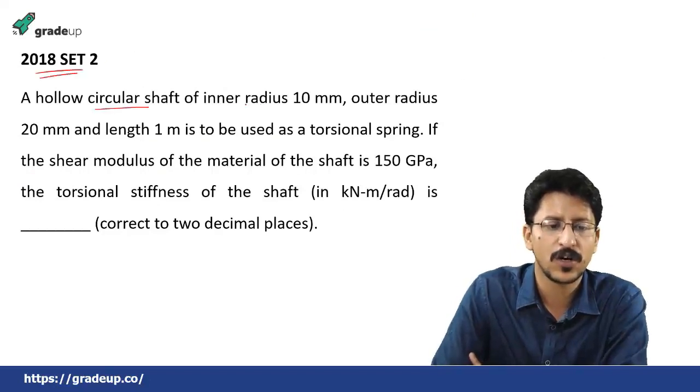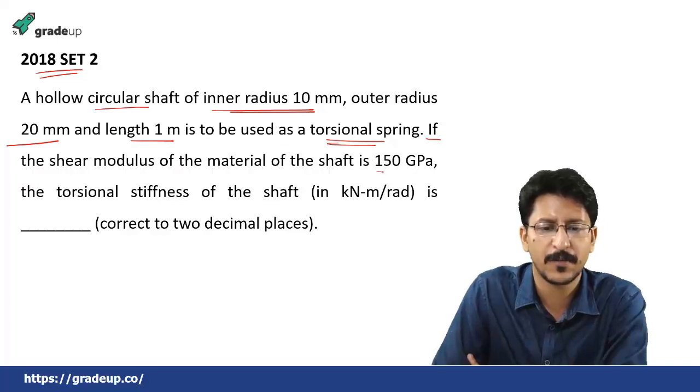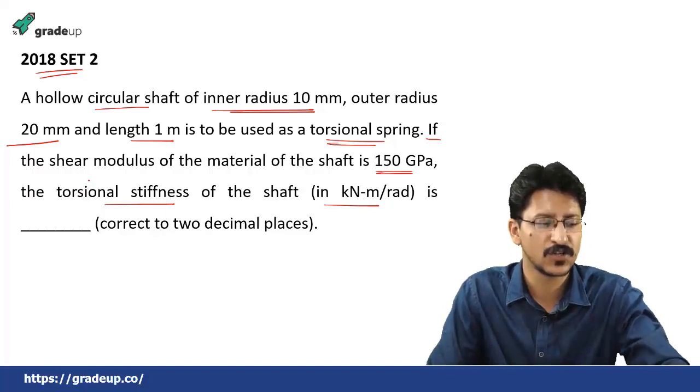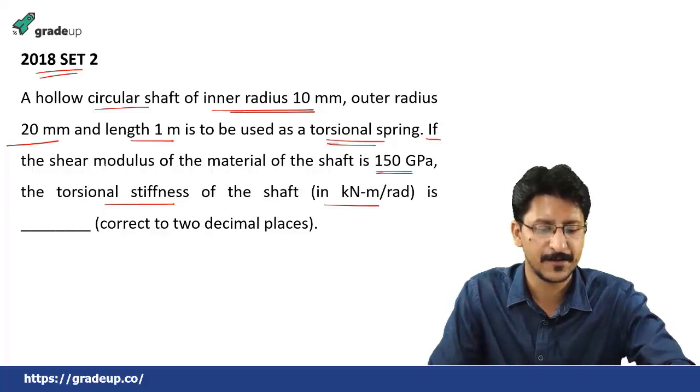A hollow circular shaft of inner radius 10 mm, outer radius 20 mm, length 1 meter is to be used as a torsional spring. If the shear modulus of the material is 150 gigapascal, the torsional stiffness of the shaft in kilonewton meter per radian is... It is asking you the torsional stiffness. What do you mean by torsional stiffness?